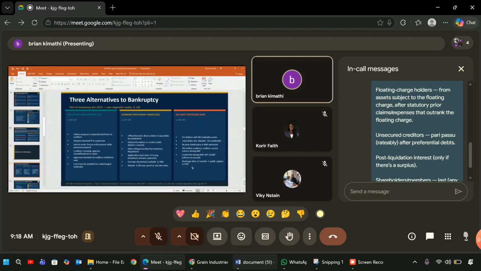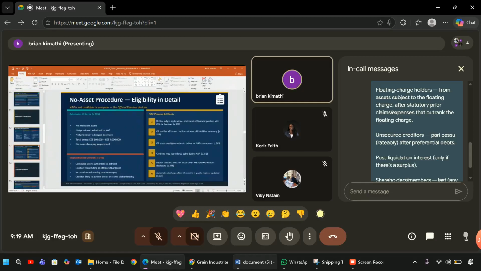The credit limit during the no asset procedure is 10,000. So during this process, you can only take 10K, but I'm 100% sure that nobody will loan you money if you are under any of these proceedings. And then discharge is after 12 months from the public register under section 350. Remember now, this is for the no asset procedure, that is 12 months, 1 year. But the bankruptcy itself is 3 years. You went the long route of it.